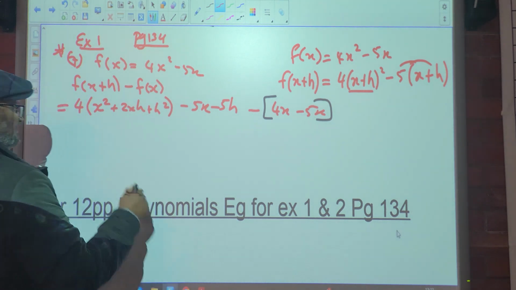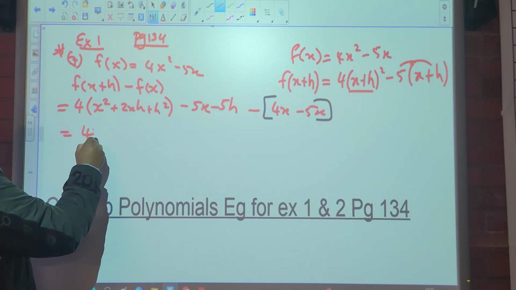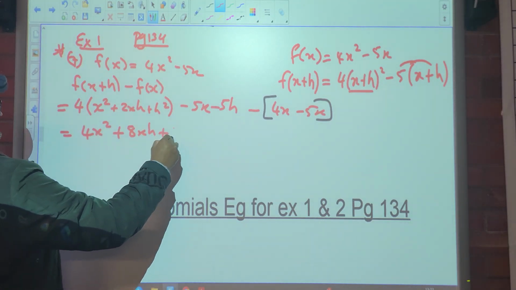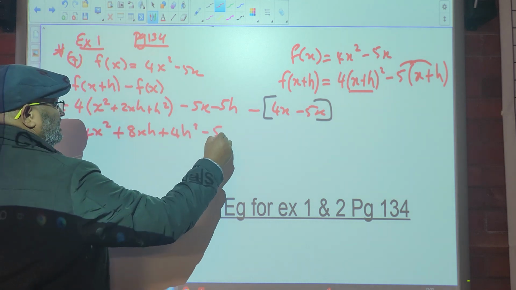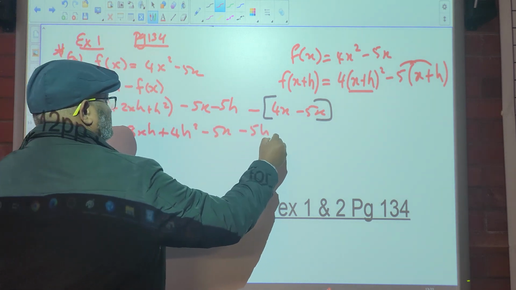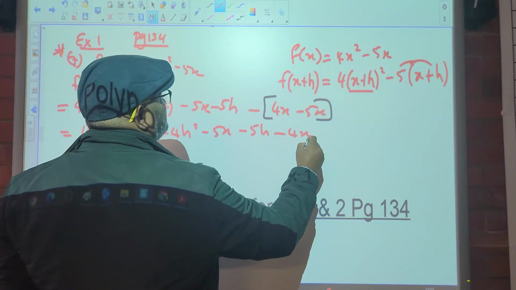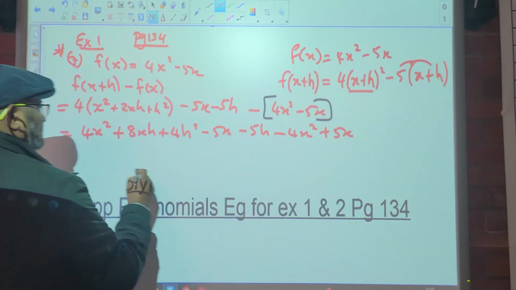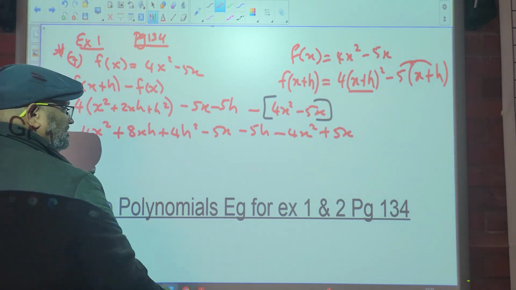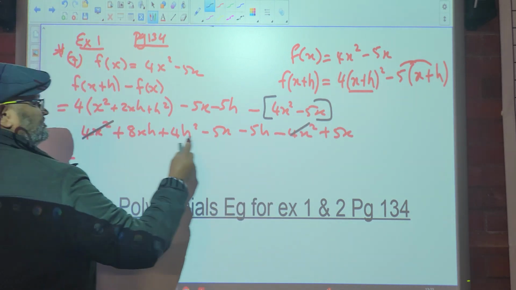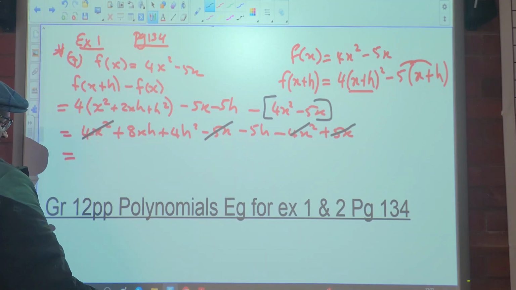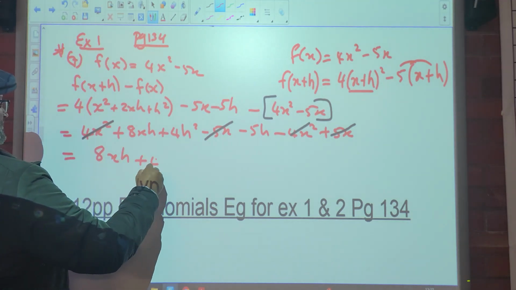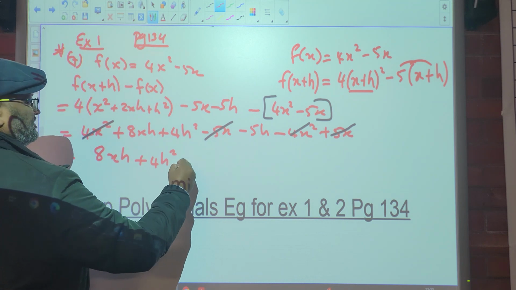Okay. So we get rid of the bracket, so it's going to be 4x squared plus 8xh plus 4h squared minus 5x minus 5h minus 4x squared plus 5x. What happens now? Cancel. Cancel. So I'm left with 8xh plus 4h squared minus 5h.